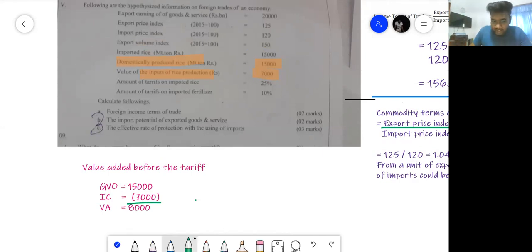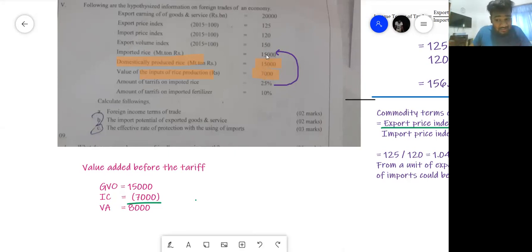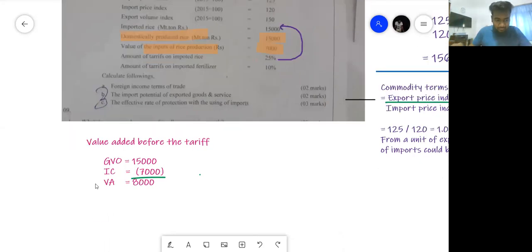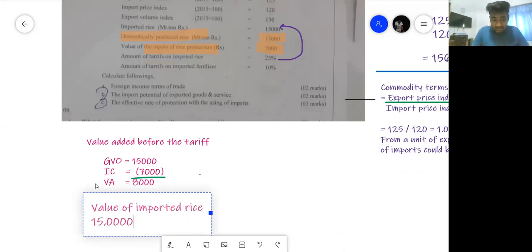Now, if a 25% tax is put on the imported rice, can you tell me what will be the price of the imported rice? This is our local, we are calculating the value of the local one. But if there is a 25% tax put on this 15,000, how much will the value of imported rice be? Value of imported rice will be 15,000 plus 25% of 15,000. In simple terms, 3,750. So it's going to be 18,000. You can check if my numbers are wrong. Please let me know.